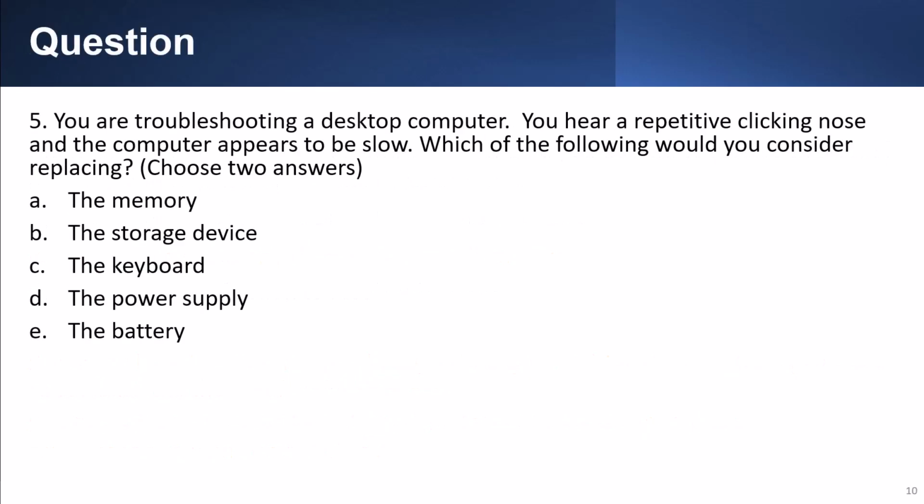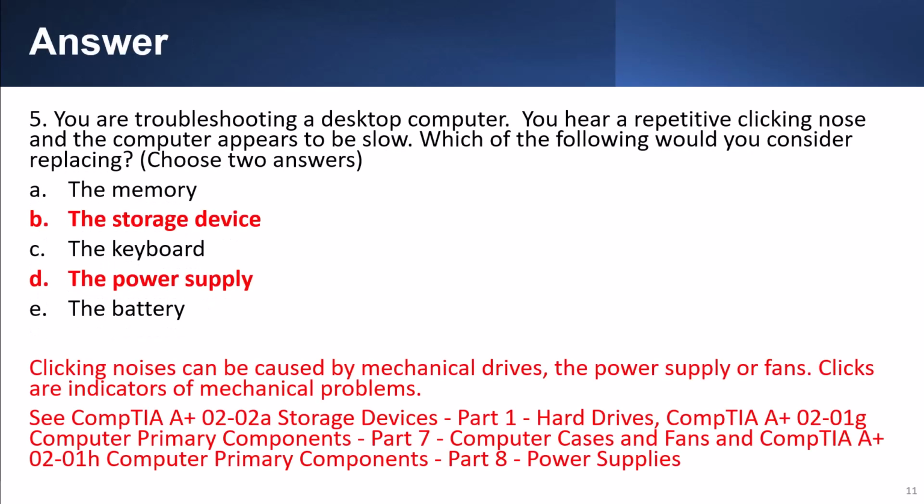Question 5. You are troubleshooting a desktop computer. You hear a repetitive clicking noise and the computer appears to be slow. Which of the following would you consider replacing? Choose 2. Answer: the storage device, the power supply. Clicking noises can be caused by mechanical drives, the power supply, or fans. Clicks are indicators of mechanical problems.